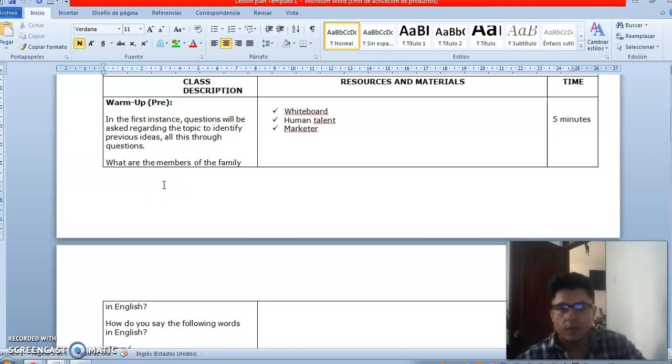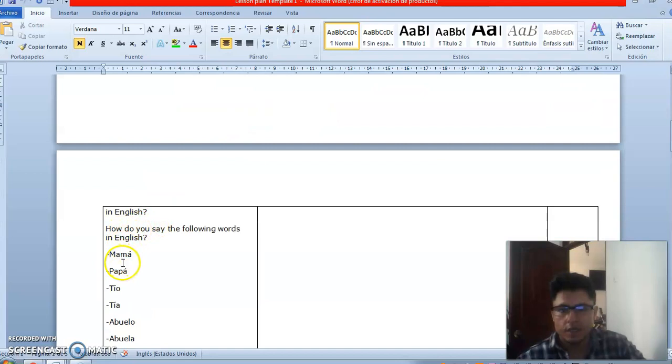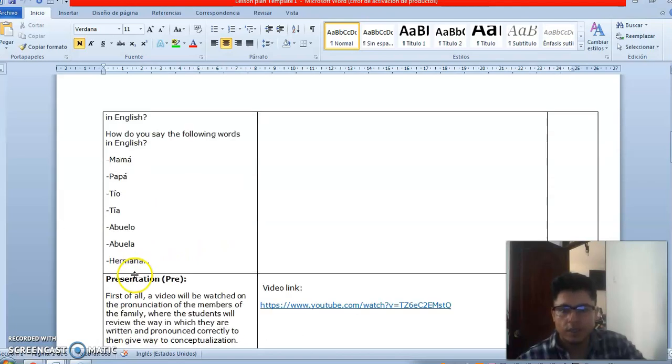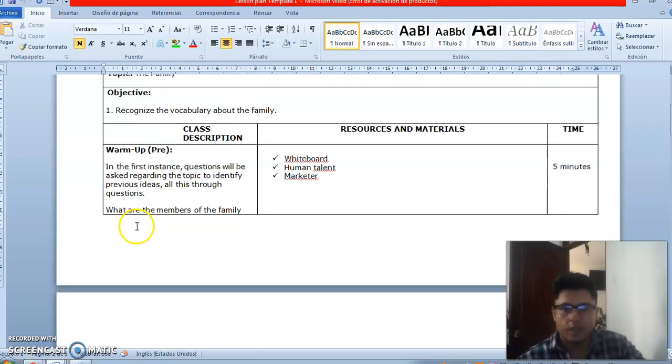And what are the members of the family in English? And how do you say the following words in English? Bueno, aquí se las presenta en español para que ellos las digan en inglés, cuáles recuerdan.